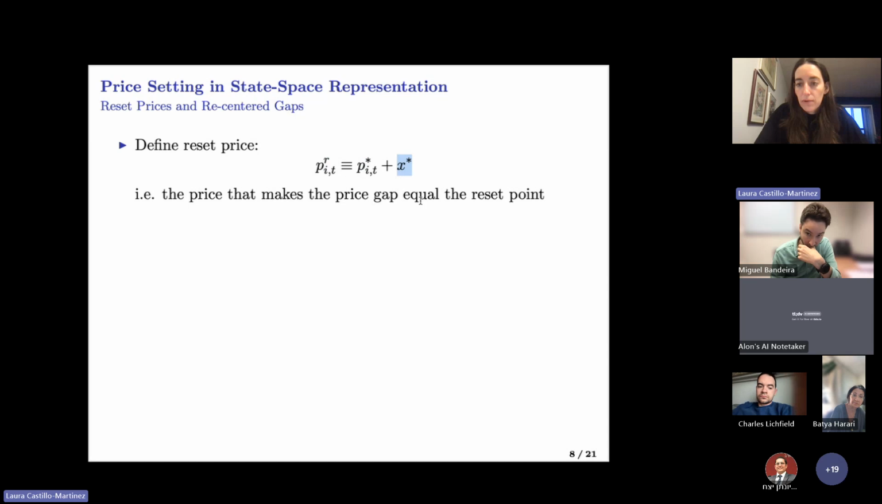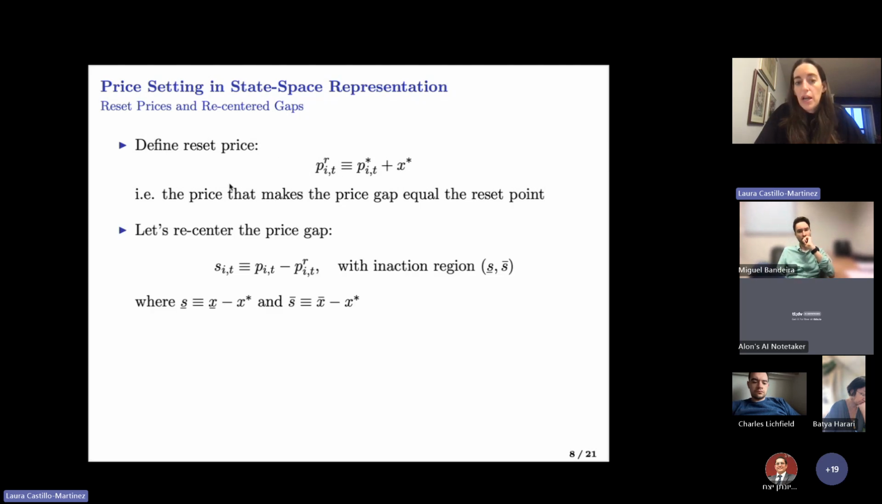Because this is constant, we're looking at stationary equilibrium. When we look at inflation rates, the two things are just going to be equivalent to each other, but it's going to help in how we write and how we identify some of the parameters. So having introduced this new reset price, there's two things that change. The price gap is now, we're going to look at SIT instead of XIT, and that's going to be the difference between the price and the reset price. Again, the reset price we don't observe. It's just a hidden state in the same way that the frictionless price was.